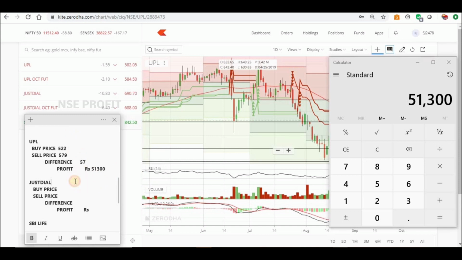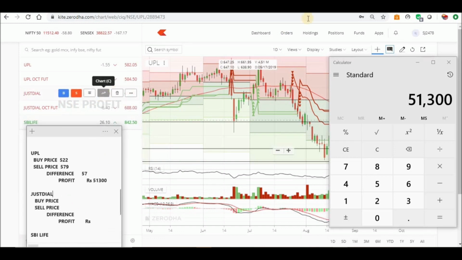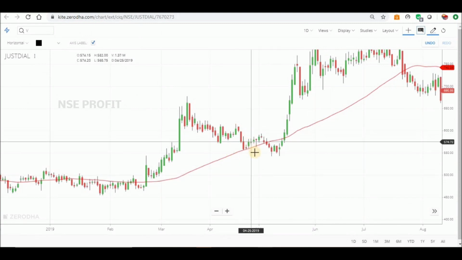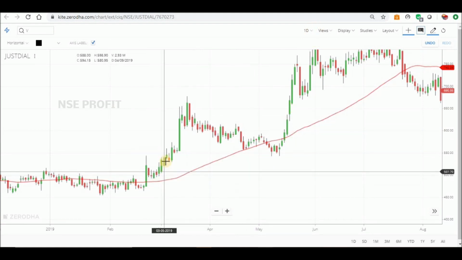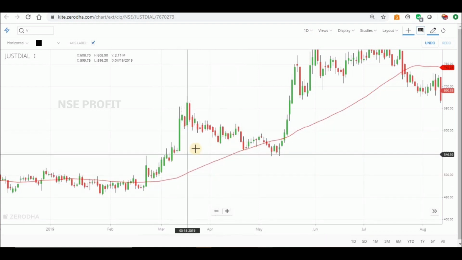So going to our next example, I have shortlisted Just Dial. Going back to the chart. So here is our Just Dial chart, and it's a daily chart for positional traders. The first rule says the stock must be trading above the 50-day moving average line. If we consider this part, it is trading above the 50-day moving average line.